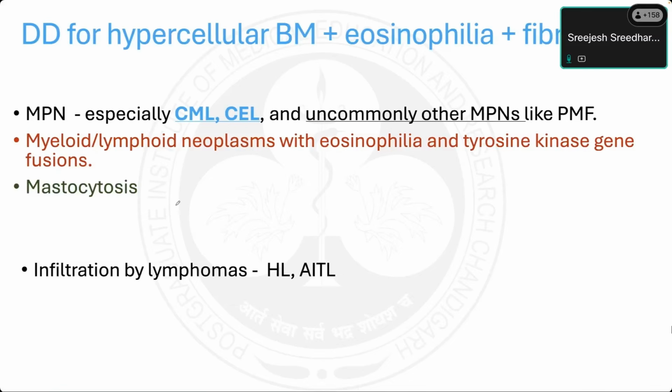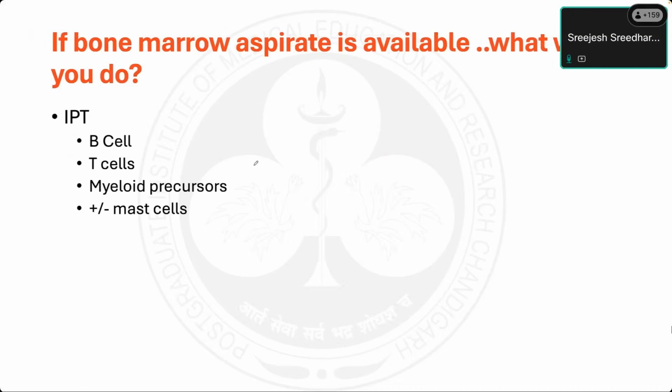Mastocytosis, as I described previously: systemic mastocytosis can present with eosinophilia, and the eosinophilia sometimes will have mast cell clusters. Very infrequently, infiltration by lymphomas like Hodgkin's and AITL can also have this picture. So if the bone marrow aspirate is available, we should go with immunophenotyping to look for abnormal B cells, T cells, any immunophenotypic aberrancies in the myeloid precursors, and of course mast cell flow cytometry.